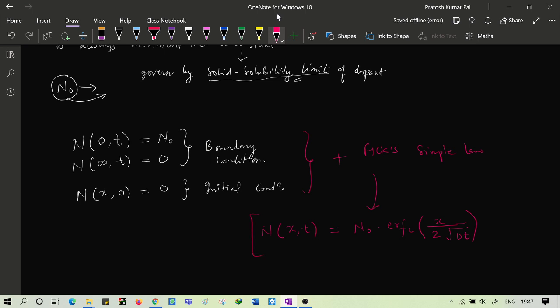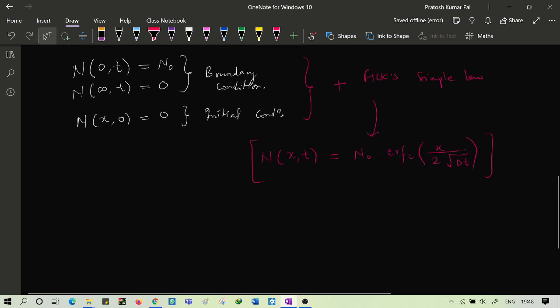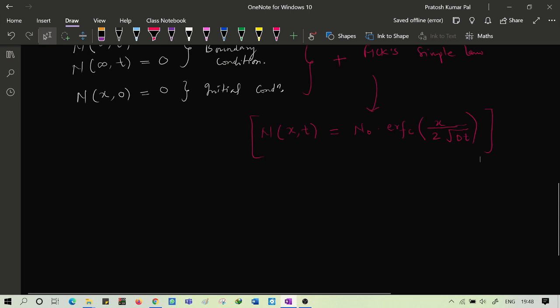Okay, so this is the relation of concentration of dopants in terms of x, the diffusion depth, and the time. With respect to time and depth of diffusion, it is given as a function of the error function. Here the error function is written with a c, which means it is the complementary error function.